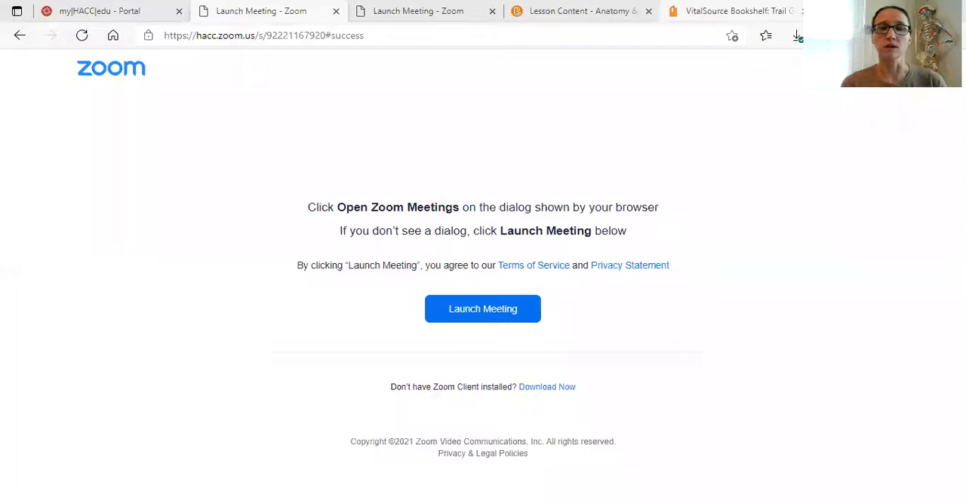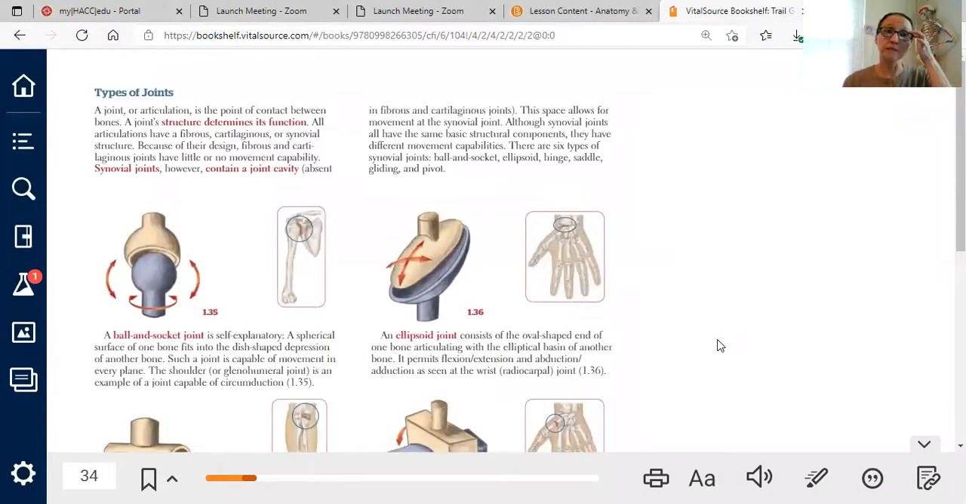So what we're going to talk about today are the 6 kinds of synovial joints, and they're defined by the type of movement that they produce. This is on page 34 in your textbook. We're going to start the screen share here. And here we are, the types of joints.